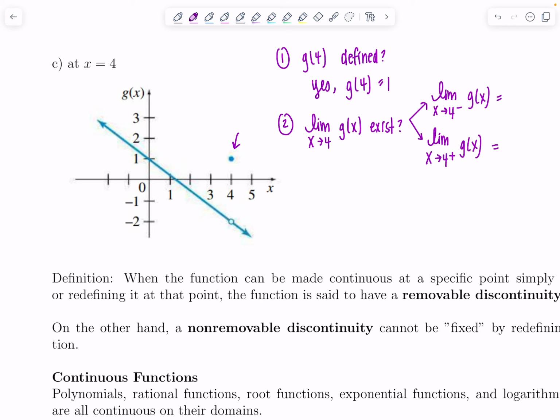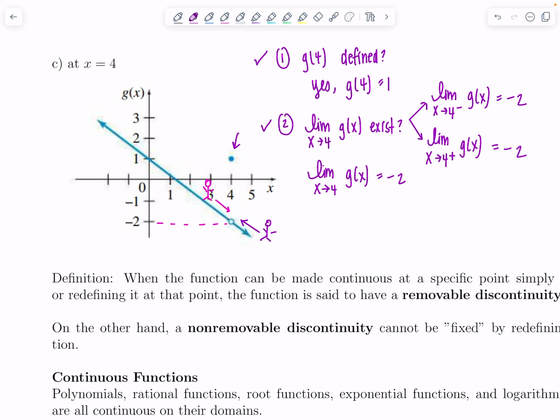Let's see. From the left of 4, we're coming from values that are smaller than 4, and we're always on the graph. So we're walking on the graph from values smaller than 4. We're approaching y equals -2. From the right side, you probably noticed we're going to the same exact place, y equals -2. So yes, we can say the limit as x approaches 4 of g of x equals -2. So far, both conditions 1 and 2 are satisfied.